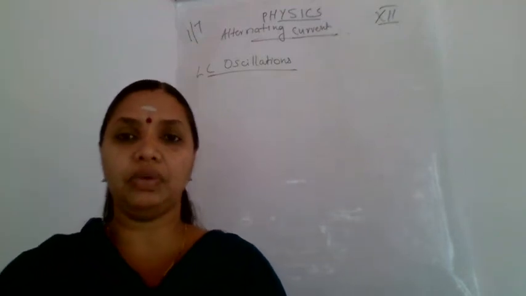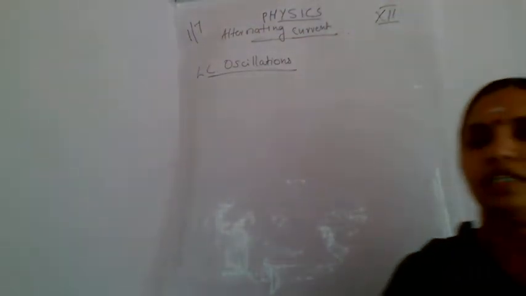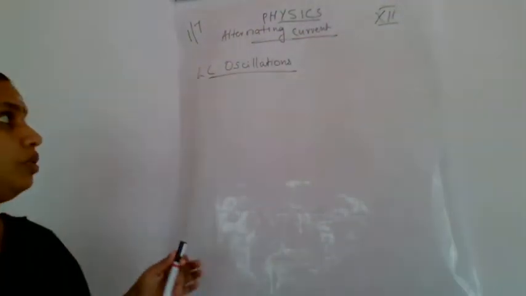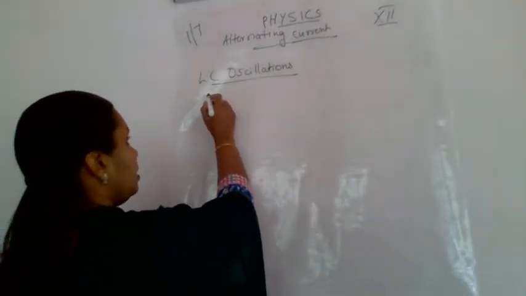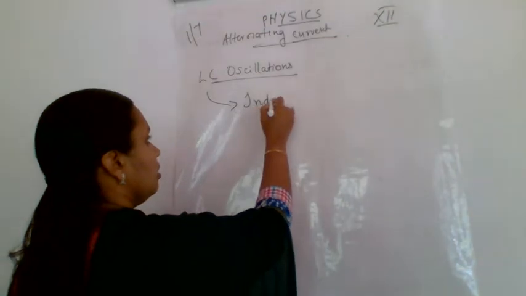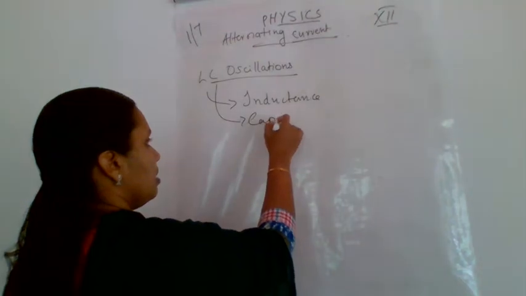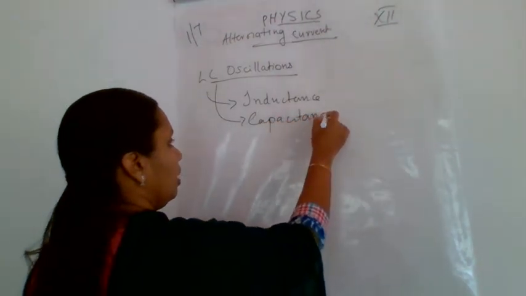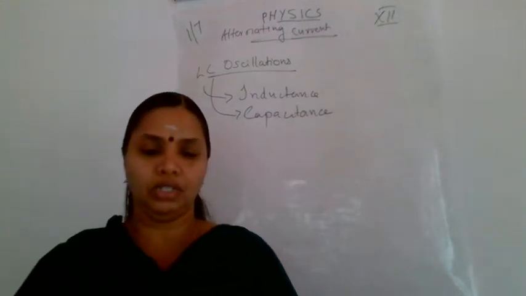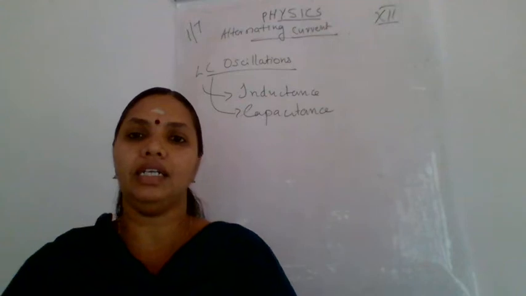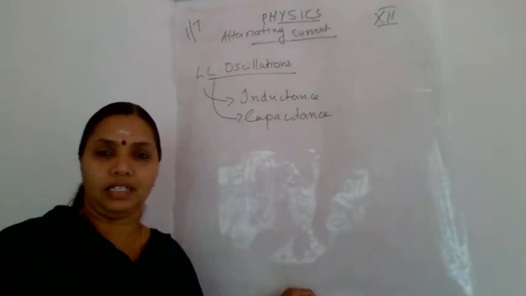Then what is this LC oscillation? L and C. We know what L and C stand for, isn't it? In the last classes we studied what is L and what is C. L stands for inductance and C stands for capacitance, which are the two devices in an electrical circuit. Two components, capacitor and inductor, and their properties are capacitance and inductance.